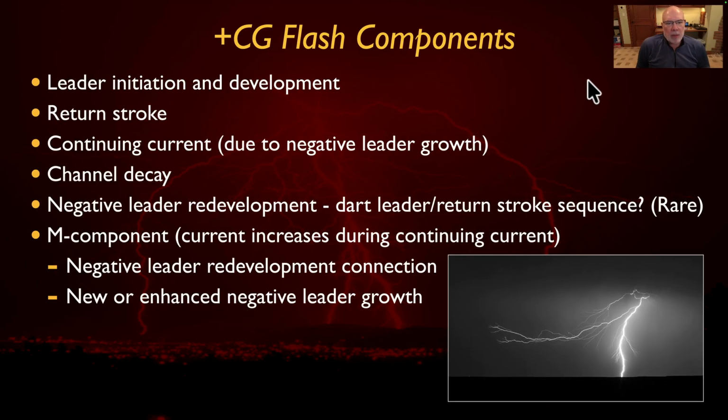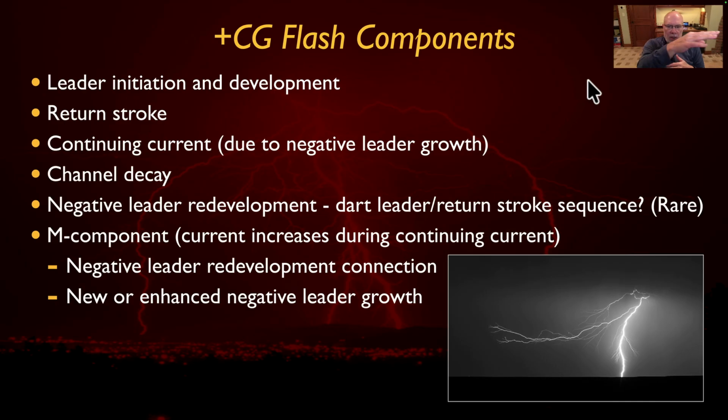So let's talk more about the positive CG flash components and compare them to what we see with negative CG flashes. Again, you have the leader initiation and development. You can have the return stroke. That channel can just decay. But often what we see with positive CGs is continuing current. And again, after the return stroke, you could be left with a negative leader that's continuing to grow. And if so, that will keep the whole channel pathway luminous and conducting current.